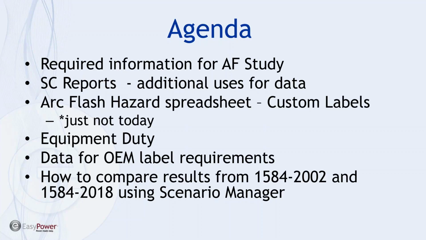What we do want to do today, and admittedly there's some amount of irritation on my part when people aren't taking advantage of that, is the ability to do equipment duty calculations, to be able to generate labels for OEM manufacturers prior to their being able to ship the equipment, and then finally comparing the results from the 2 IEEE standards, 1584 2002 and the 2018, in a relatively painless way using scenario managers. So let's get into it.